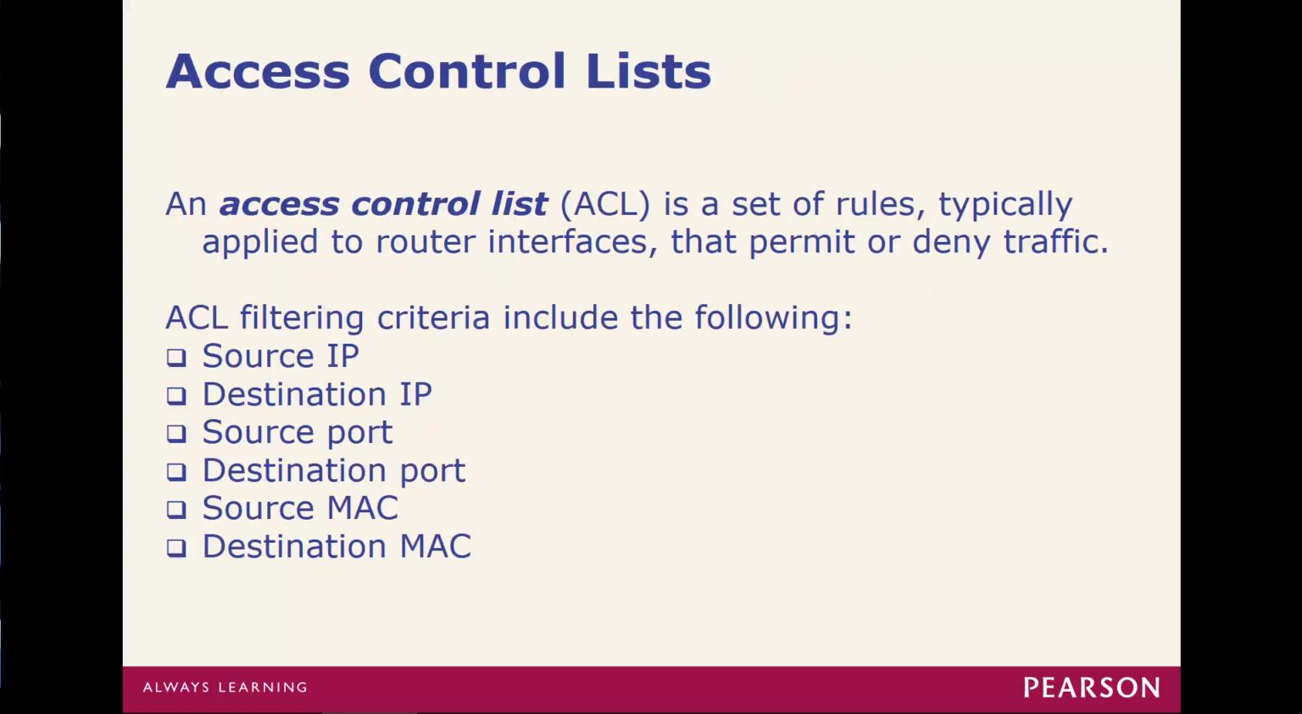Access control lists. Those are lists that we can filter off of, normally made up of several access control entries. We can filter based off of like source and destination addresses, source and destination MAC addresses, and source and destination port addresses. That way we could say only allow access to this IP address, only allow access to these ports. That would be an access control list.